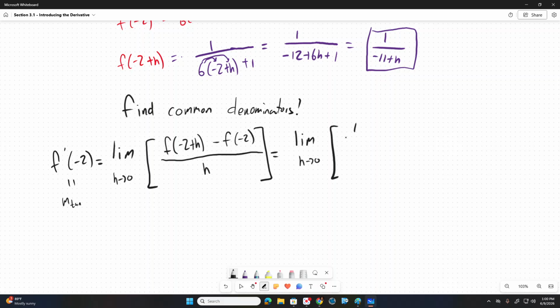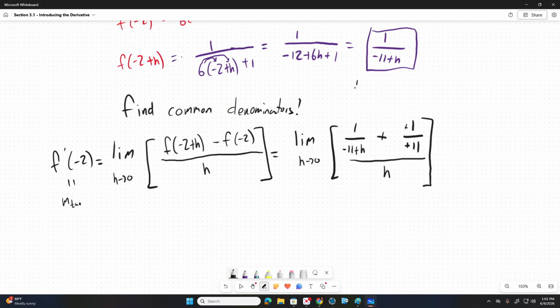This is going to be 1 over negative 11 plus h minus 1 over negative 11, all divided by h. Okay, a couple things that we're going to do to make this a little bit easier. I'm going to pull out this negative sign and put it right here. Subtracting negative 1 over 11 is the same thing as adding 1 over 11.